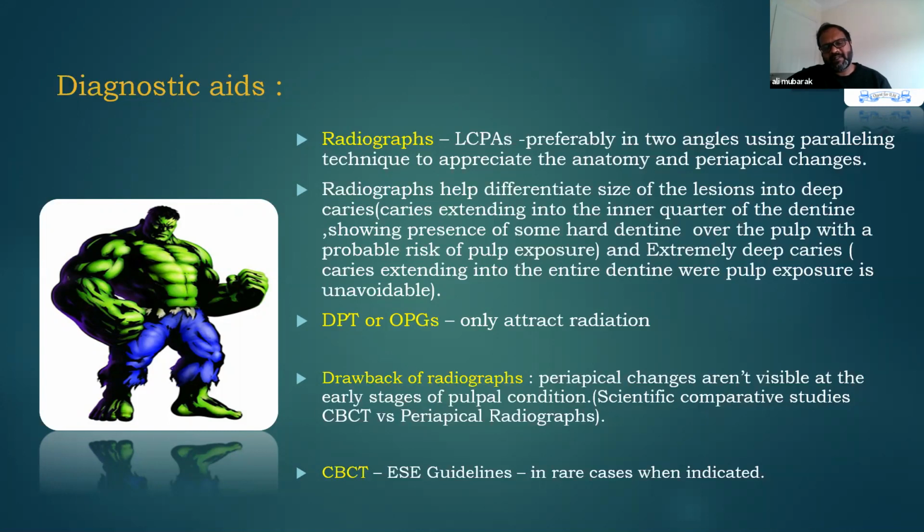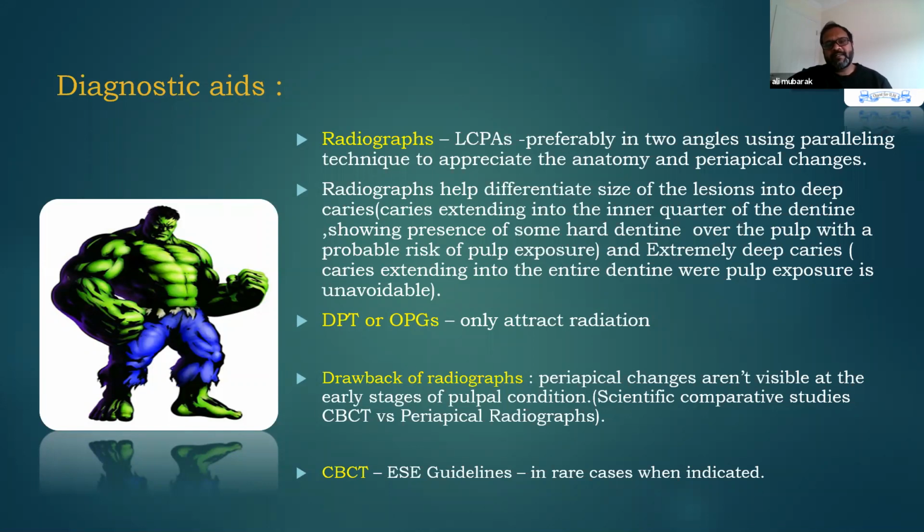The terminologies used are deep caries and extremely deep caries. Now, this is again quite debatable, but when you have deep caries, this is caries extending into the inner quarter of the dentine. In simple terms, there is some layer of dentine present between the caries and the pulp tissue. So there is a risk of exposure, probable risk of exposure, but not definite. So you could clean it and you could still find some hard dentine before you could place your restoration.